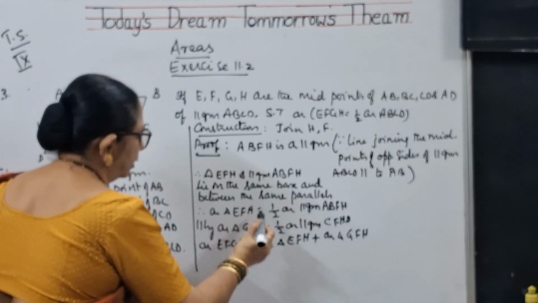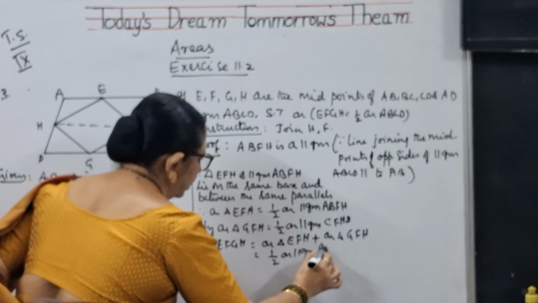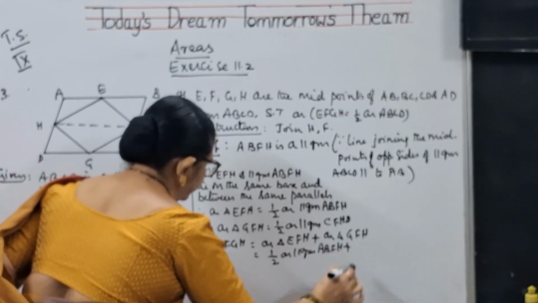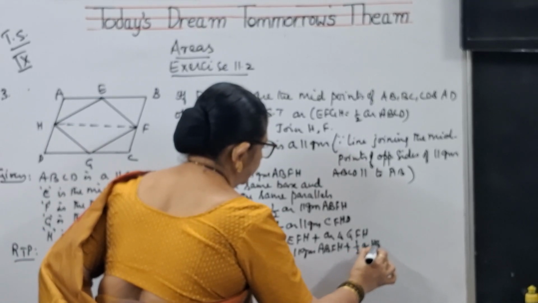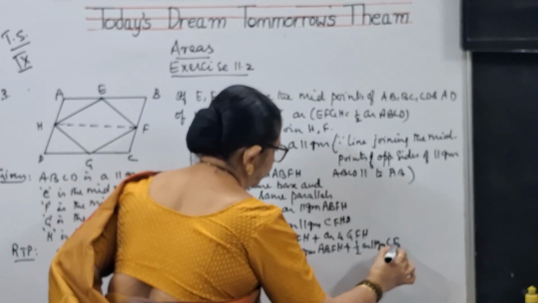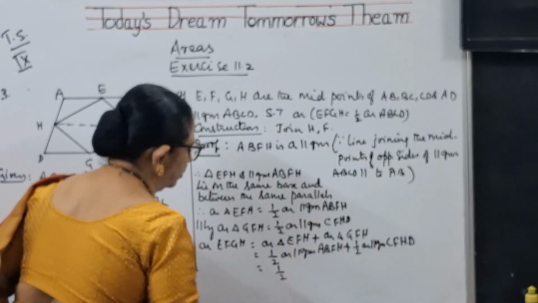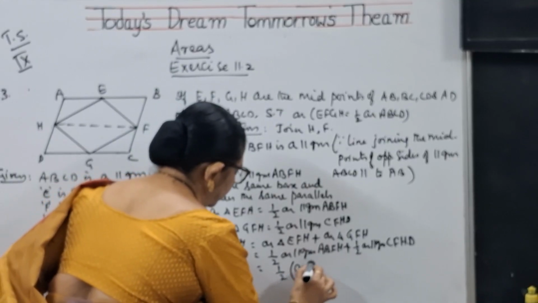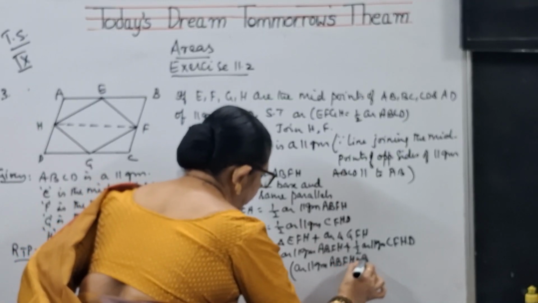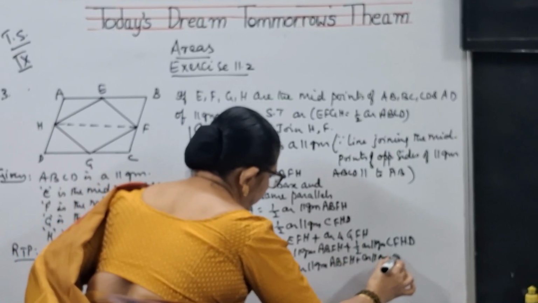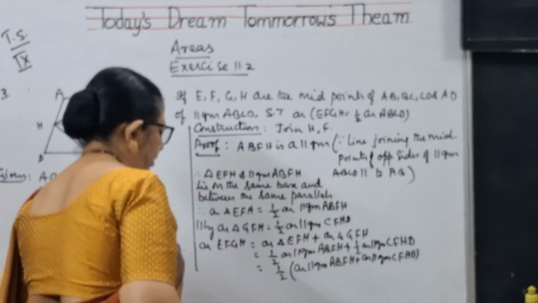But what is area of triangle EFH? It is nothing but half area of parallelogram ABFH plus half area of parallelogram CFHD. So what is this children? This is nothing but half of area of parallelogram ABFH plus area of parallelogram CFHD. What does this give, children? I'll write it here.